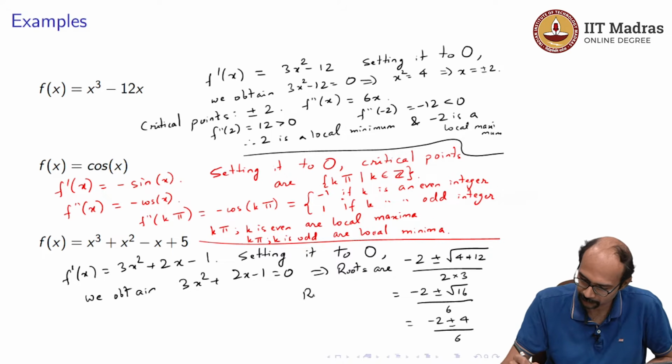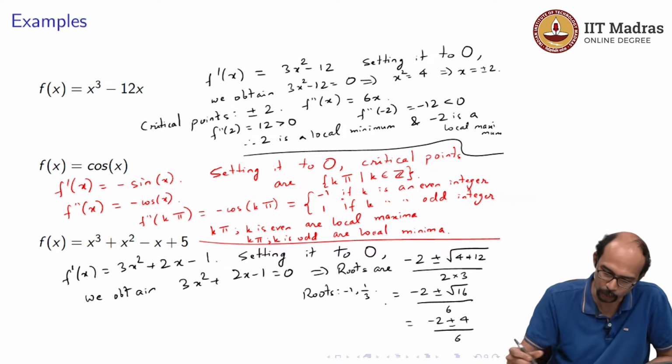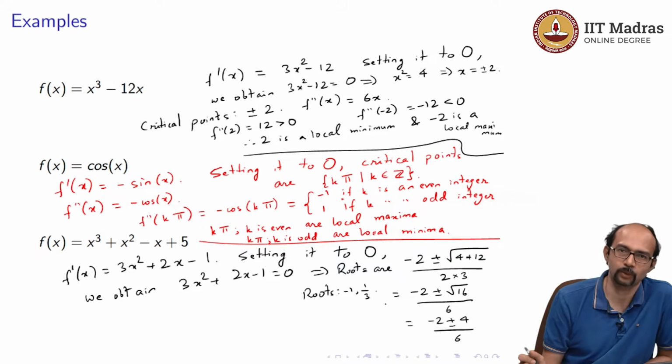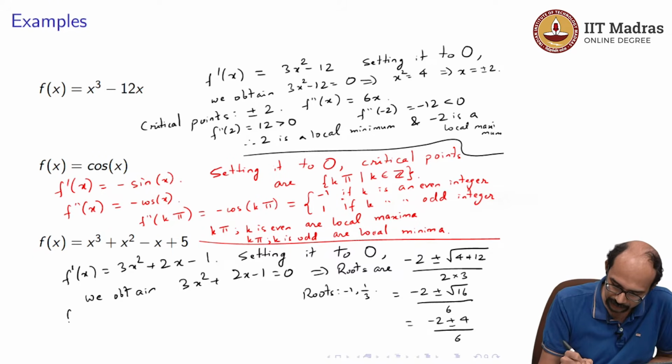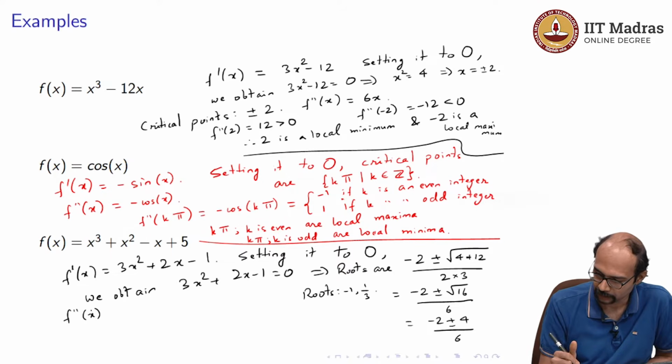So, the roots are minus 2 minus 4 by 6 is 1 root, so that is minus 1, and minus 2 plus 4, that is 2 by 6, so 1/3. So, these are the two roots. Let us check what happens to the function at these roots. So, these are your critical points, minus 1 and 1/3.